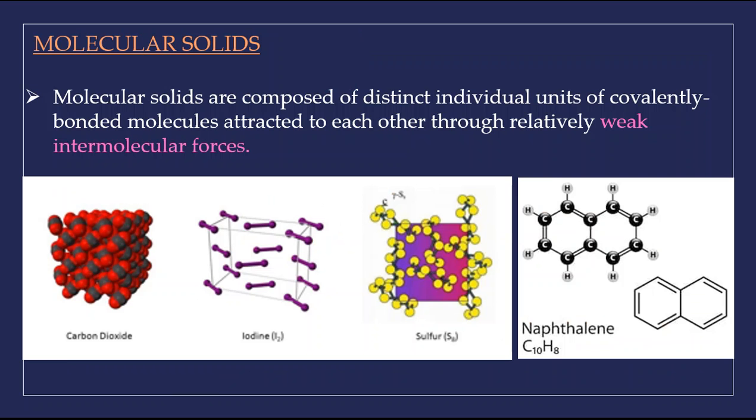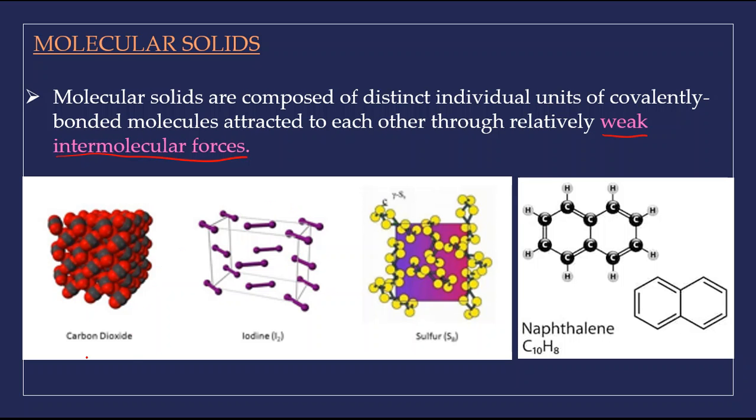Molecular solids. We didn't go into a whole lot of detail, but we really pretty much have covered molecular now because we talked about IMFs for the last hour. So molecular solids are composed of distinct individual units of covalently bonded molecules attracted through weak intermolecular forces. So these ones are going to have London dispersion type interactions. A lot of them do. They might have some dipole-dipole interactions and things like that as well.